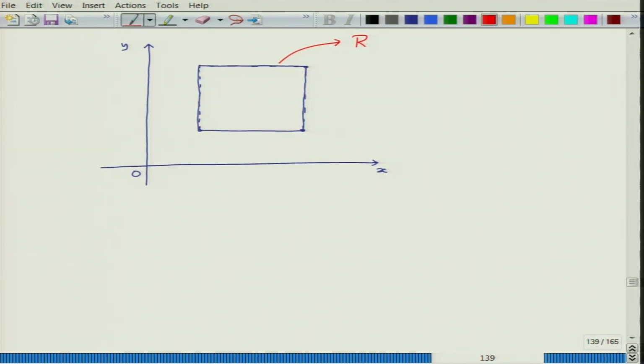Now, how do I start integrating on it? So, now I will consider a function f from R2 to R and assume it is bounded.